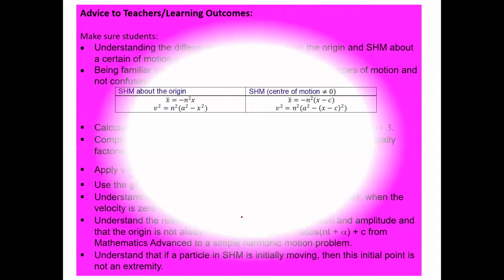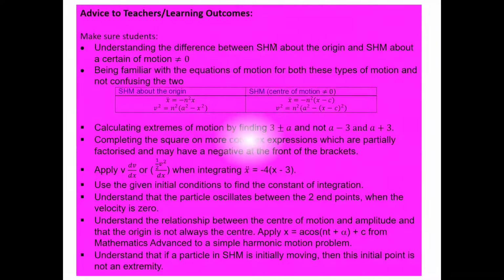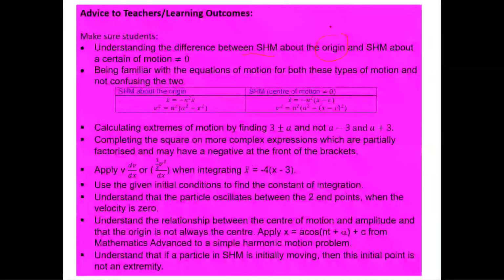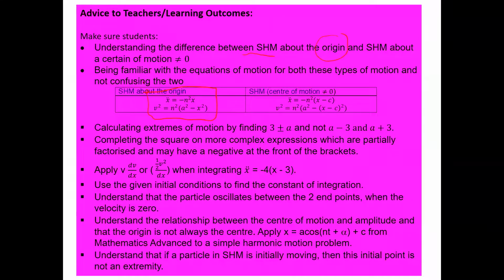Advice for teachers: make sure students understand the difference between simple harmonic motion with the center at the origin and not at the origin. Students should be familiar with the case at the origin, where acceleration is negative n squared x, leading to v squared equals n squared times (a squared minus x squared), or when the acceleration is minus n squared times (x minus c), leading to v squared equals n squared times (a squared minus (x minus c) all squared). Also calculate the extremities of the motion as 3 plus or minus a rather than a plus or minus 3.